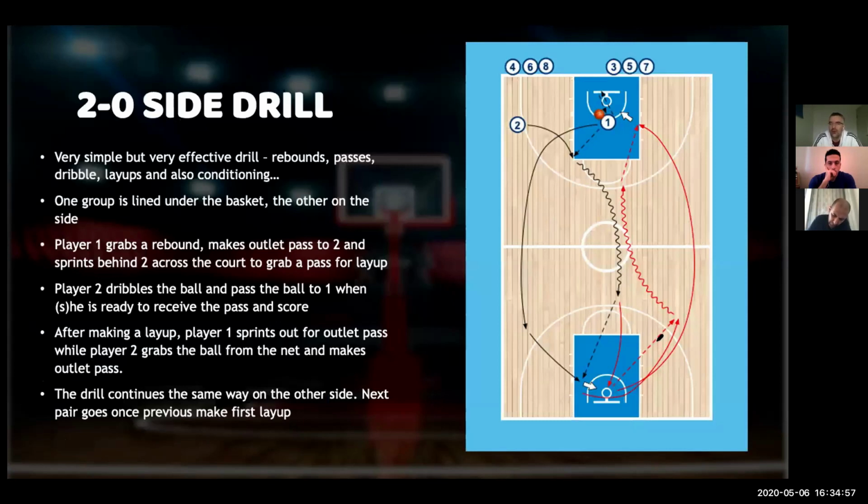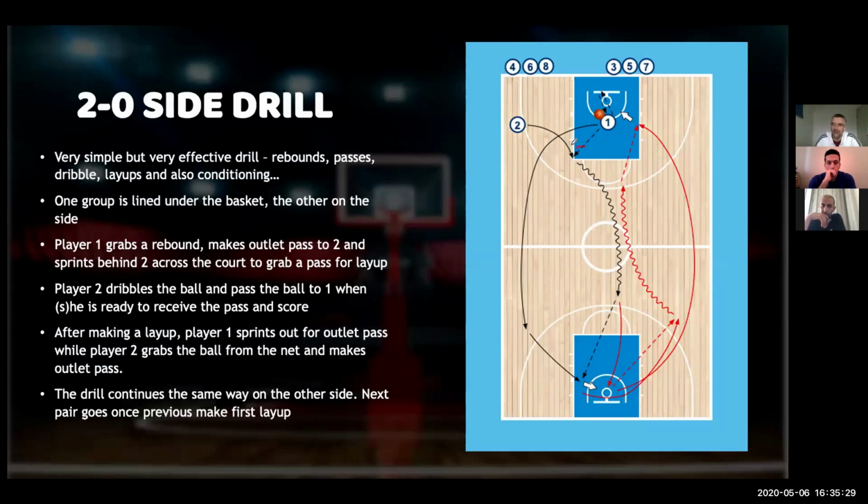Now, 2-side drill, I think you saw it. It's not very innovative, but it's good. There is running, good lines, ball handling, passes, layups. Also, it's very simple. Player 1 grabs the rebound, puts the ball on the backboard, grabs the rebound, pivots, and makes an outlet pass. It's very important. Player 2 loops, grabs the ball in the outlet area, and dribbles the ball.